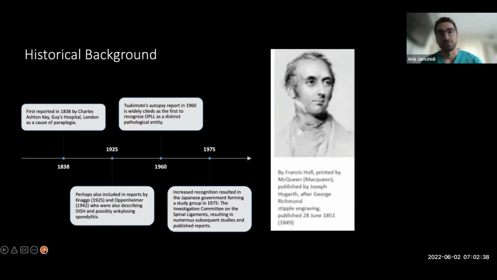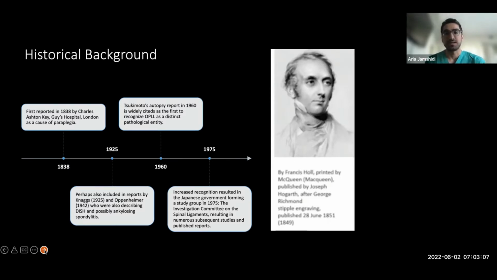In terms of the historical background, OPLL was first reported in 1838. It's attributed to this gentleman on the far right. You see an image of Charles Ashton Key. He was at Guy's Hospital in London, and it was identified as a cause of paraplegia. It wasn't until 1960 that Tsukimoto's autopsy report in Japan was widely cited as the first to really recognize OPLL as a distinct pathological entity.